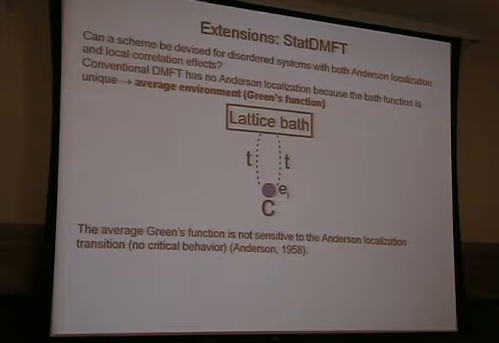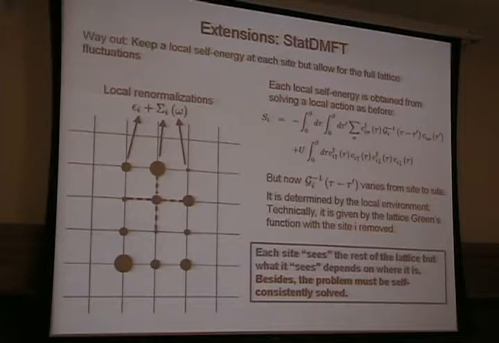Now, it's well known since 1958 from Anderson's paper that the average Green's function is not critical in the Anderson transition. So it's not a quantity that suffers anything as it goes through the Anderson localization transition. So it's not a good order parameter for the localization transition. So you have to do better than that. What you can do is the following. Remember, the DMFT was focused on a particular site and looked at the dynamics of that site in the neighborhood of the other sites of the lattice.